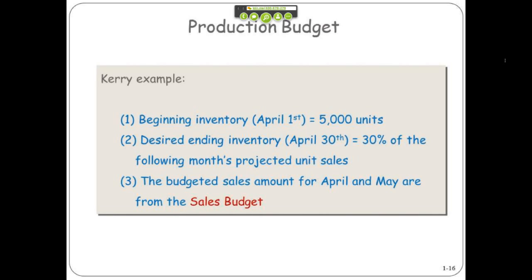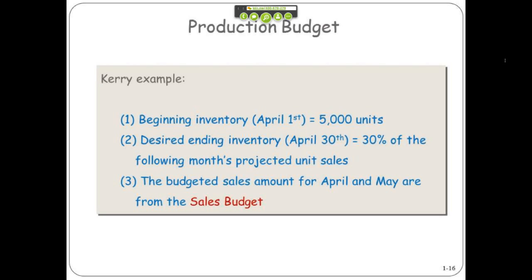Okay, so for our Kerry Industries example, for how much we want to produce in April, a new piece of information, this is a given. They had 5,000 units of inventory at the beginning of the month from the previous month. At the end of the month, they want to have 30% of their sales for May available at the end of the month. So we had expected May to have 25,000 units of sales. So we would want to have 30% of the 25,000 units available at the end of April.